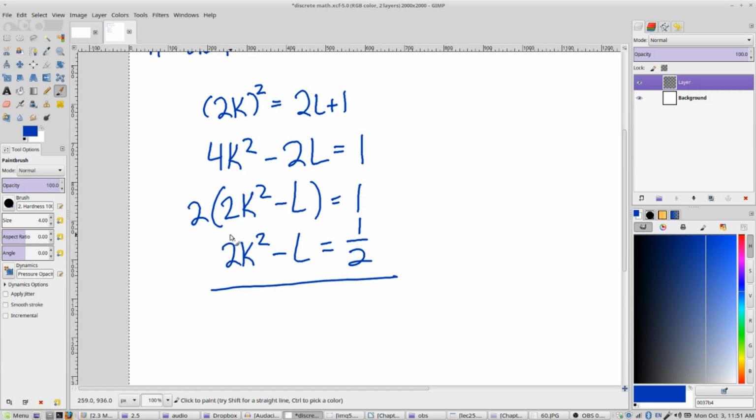Obviously this is an integer, k squared, k times k. This is an integer, some integer minus an integer equals a fraction. So this is basically not true. A counterexample cannot exist.